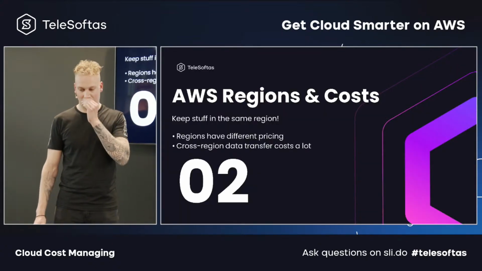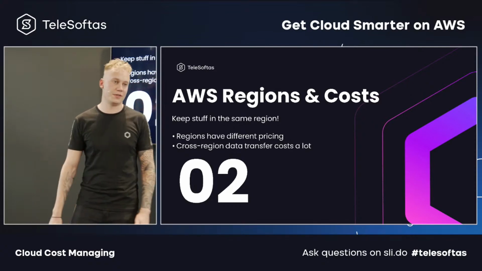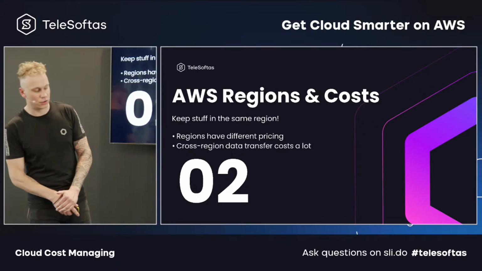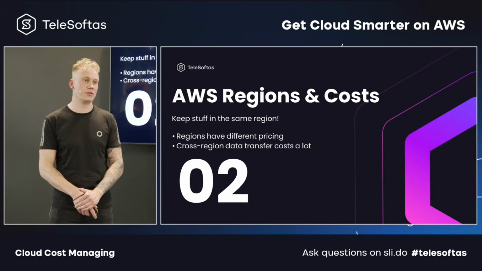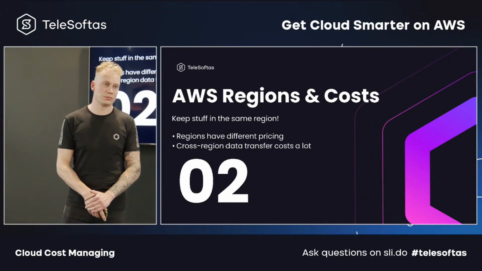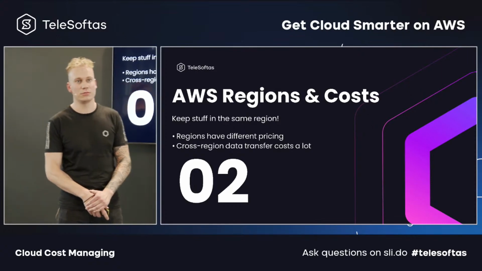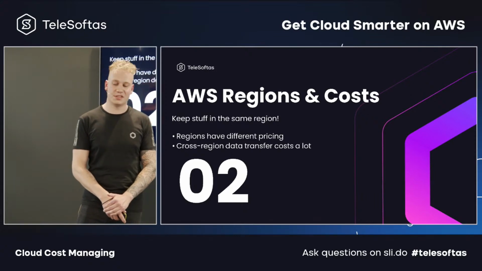So the next thing I want to talk about is AWS regions and costs and keeping stuff in the same region. I can't emphasize this enough. So AWS works this way. You have regions in AWS, and I can't tell you the exact number, but every single region in the world has one. America region, Europe region, Asian region, whatever regions you have. And some of them can be more expensive than the others.